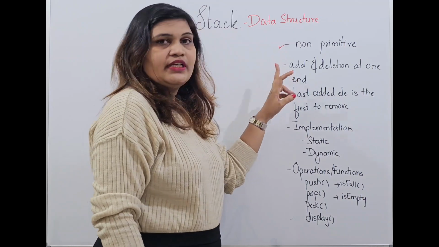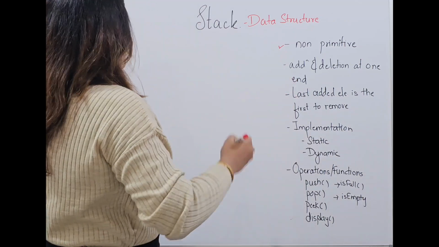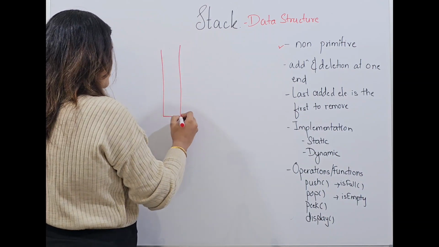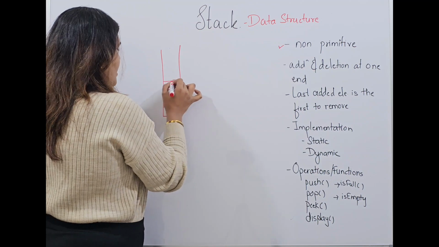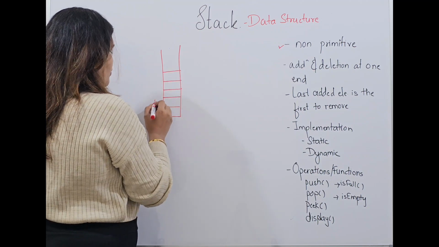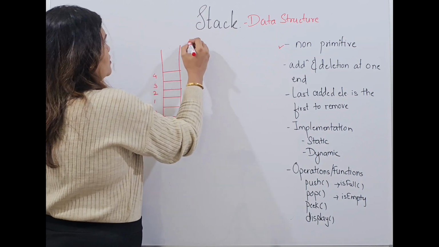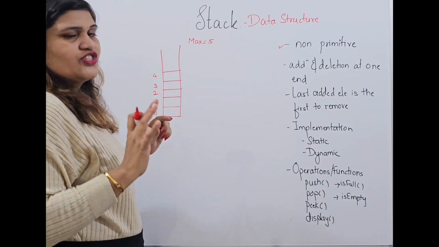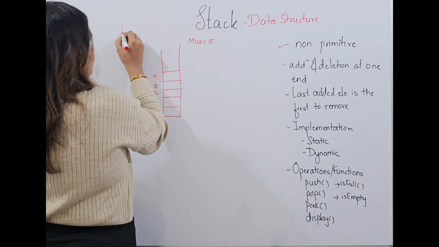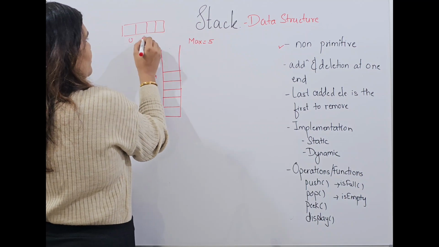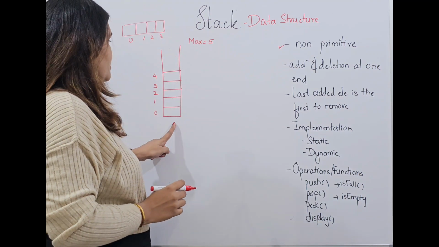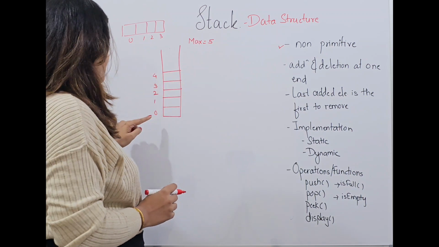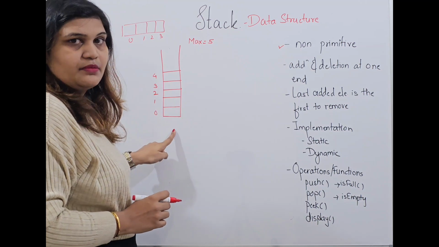To understand this point, let's try to draw a stack first. Suppose my stack is represented something like this. And this is how my stack would be represented: 0, 1, 2, 3, 4. Maximum size is 5, 5 elements. This particular stack is just like an array, your array is represented like this, right? 0, 1, 2, 3. It's a similar way of representation, vertical representation, and the total maximum size of that stack is 5. So it starts from 0, 1, 2, 3, 4. Total 5 elements can be stored.